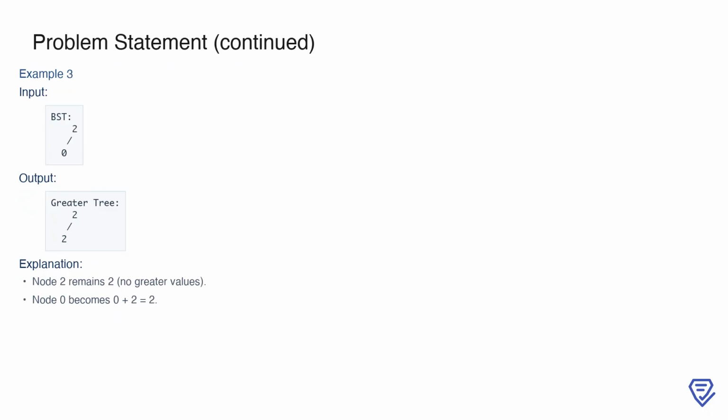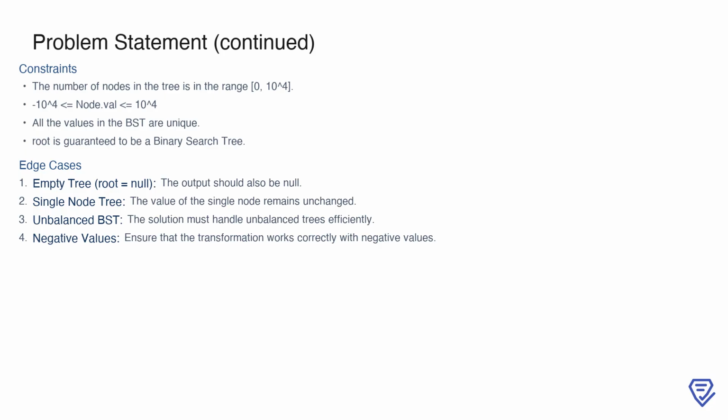Now let's look at another example with a different structure. Here, the BST has two nodes, where 2 is the root, and 0 is its left child. After converting this to a greater tree, the root node 2 remains the same since there are no greater values than 2. The left child node 0 is updated to 2, which comes from adding its original value of 0 to the value of the root node 2. This example highlights that the transformation works regardless of the structure of the BST, whether it is left-skewed, right-skewed, or balanced.